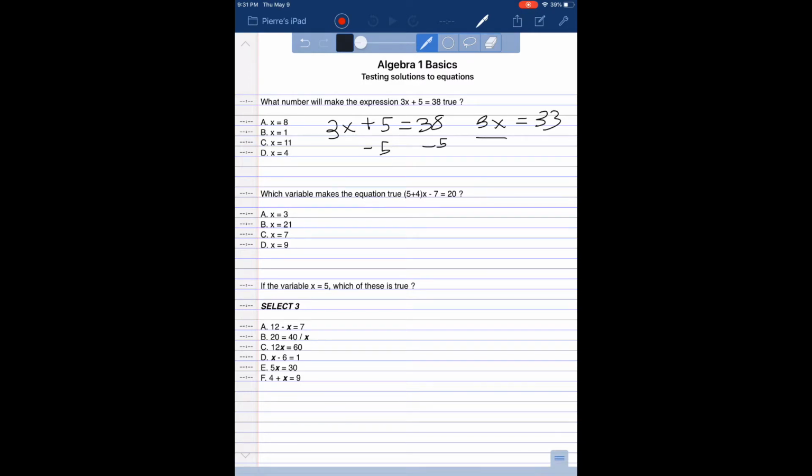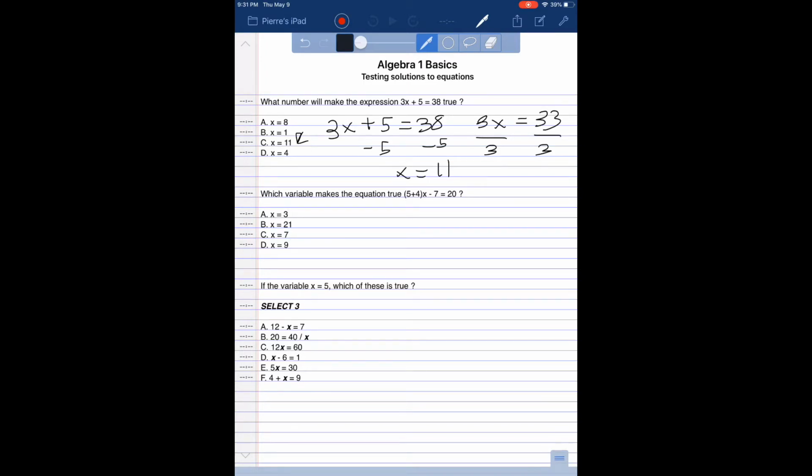So what we have to do is divide this 3 from this x. What we do to one side, we always have to do to the other side. Now we know that x equals 11, and that's going to be, I'm sorry, that's going to be c. x equals 11. Simple as that. We're going to move on here.